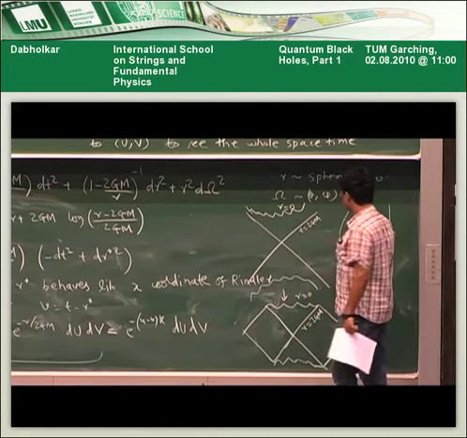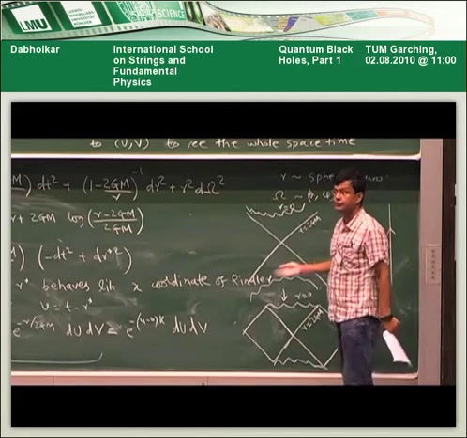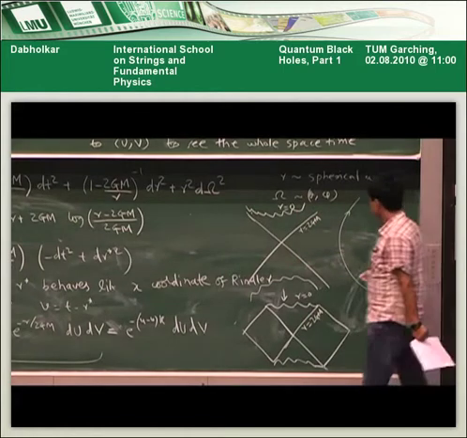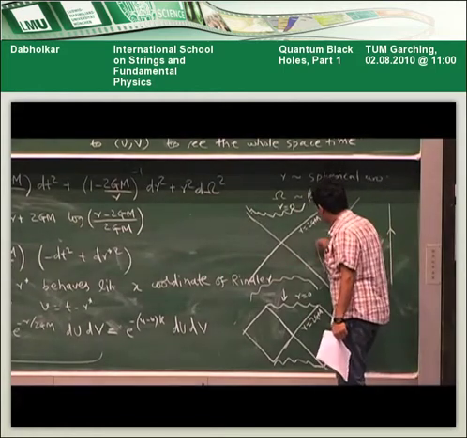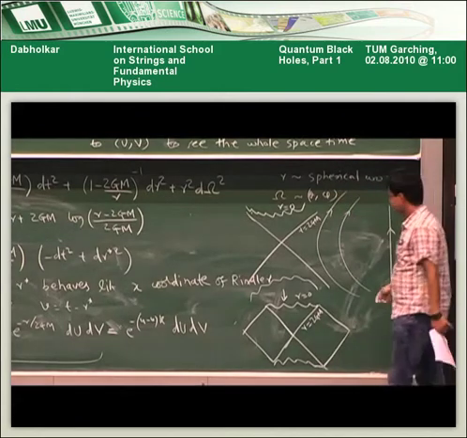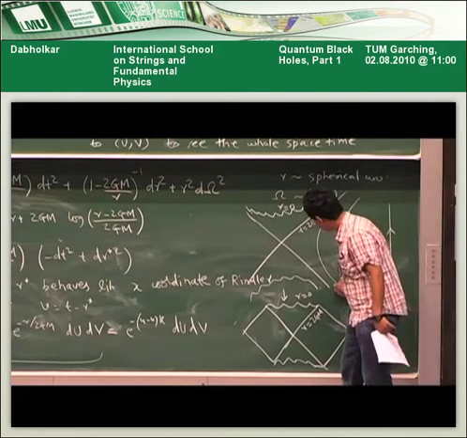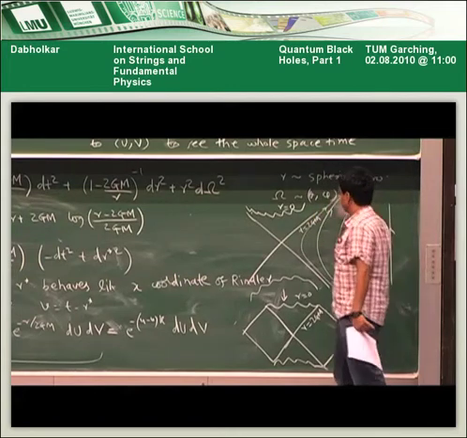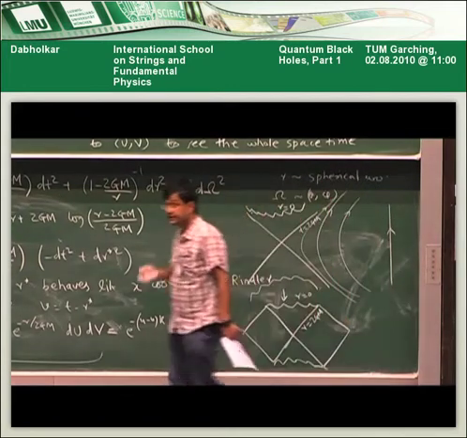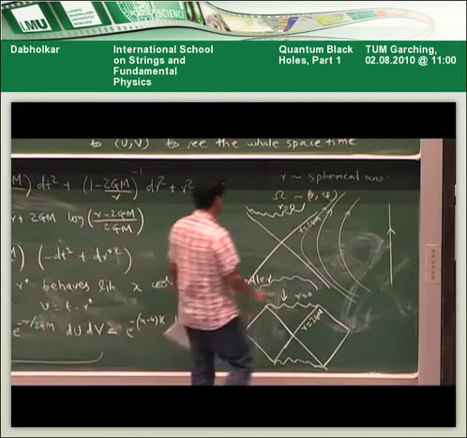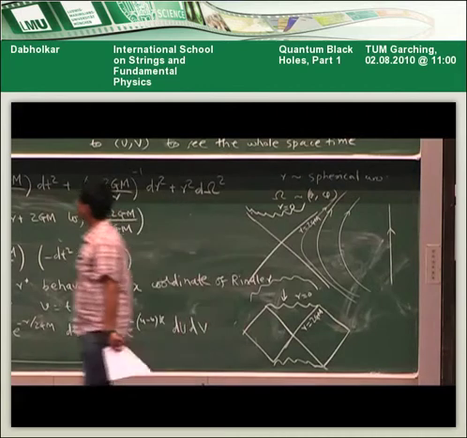And if you want to stay at fixed radius, you will have to accelerate at uniform acceleration. You will have to turn on your rockets. And as you come closer and closer, the amount of proper acceleration that you require becomes more and more. In fact, if you really want to stay fixed at r equal to 2GM, you will have to have infinite acceleration and travel at the speed of light. And that is the essential property of what is called the event horizon.